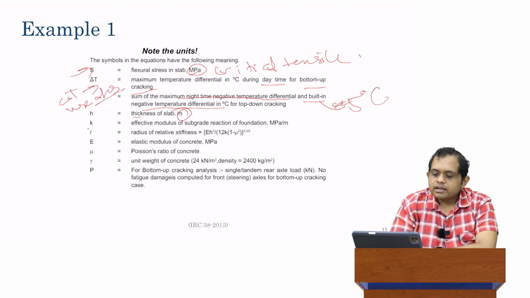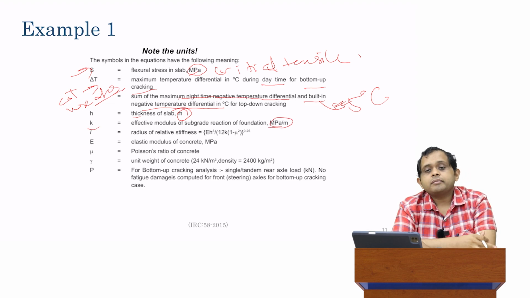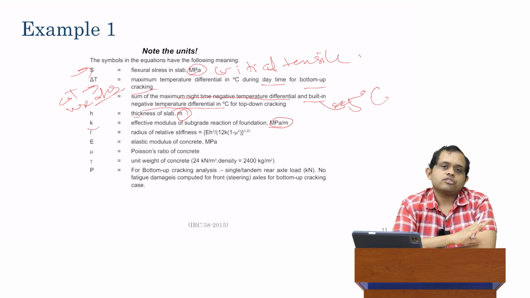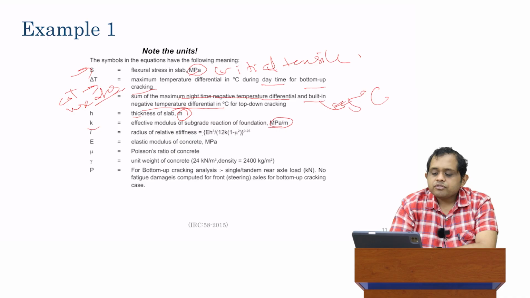K is the K value again, and here the units are megapascals per meter. So here, coincidentally, this matches the conventional units we use to describe K value. The same conventional units are also used in the regression equations. Whereas in Westergaard's equation, we would actually have to convert this into Newton per cubic millimeter in order to be unit consistent. The radius of relative stiffness is the same formula.